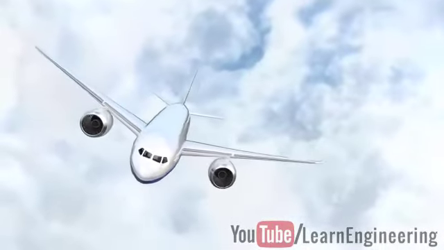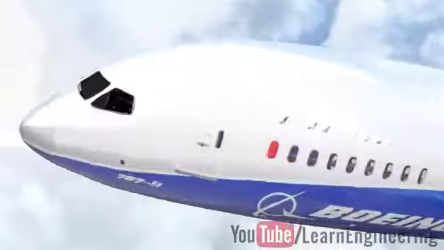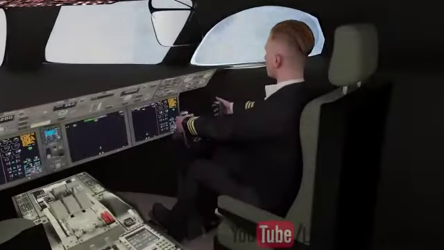In this video, we will explore how an airplane flies and how pilots are able to control an airplane in a logical yet simple way.